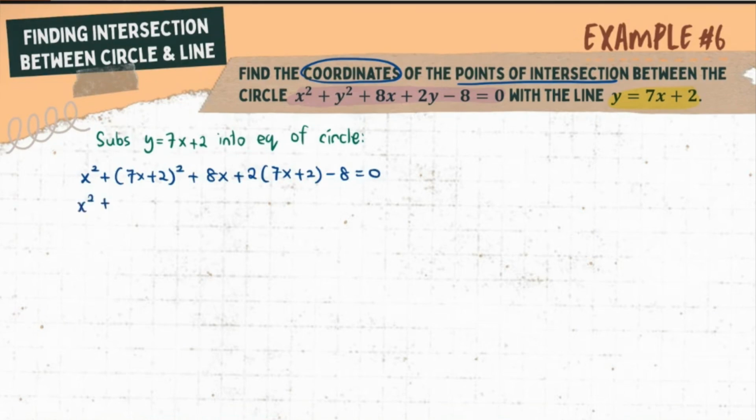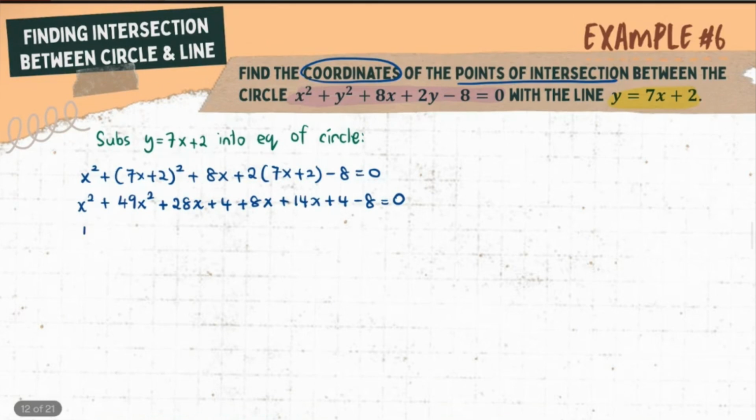x squared plus 49x squared plus 7 times 4, 28x plus 4. And then plus 8x plus 14x plus 4 minus 8 equals 0. So we have 50x squared, and then 28 plus 8 is 36, plus 14 we get 50. So 50x. And we have 4 plus 4, 8. 8 minus 8 is zero. It will be equal to 0.